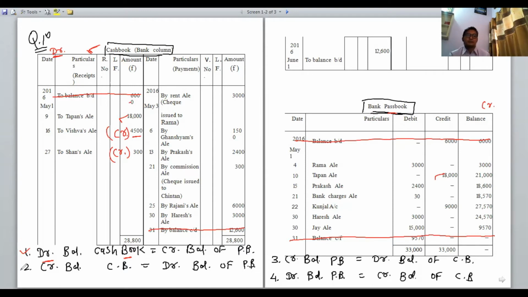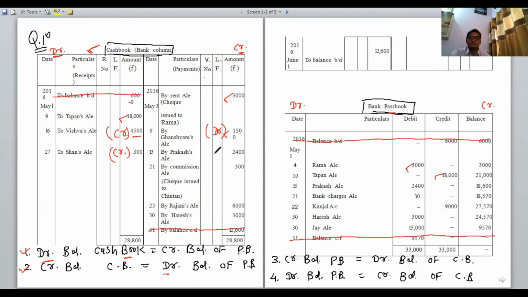Now the second step, credit balance of cash book. This must be matched with the debit balance of passbook. Here 3,000 debit, 3,000 credit, tally. Then here 1,500 is credit, but 1,500 is not debited. It means this 1,500 should be debited in the bank reconciliation statement.